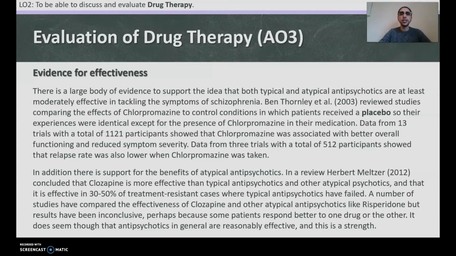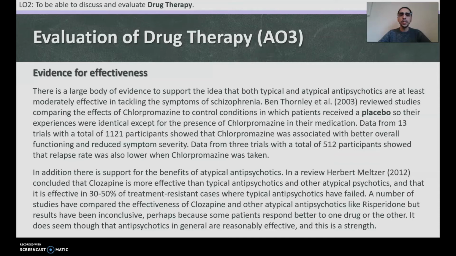In addition, there is support for the benefits of atypical antipsychotics. Herbert Meltzer concluded that clozapine is more effective than typical antipsychotics and other atypical antipsychotics, and that it is effective in 30 to 50% of treatment-resistant cases where typical antipsychotics have failed.